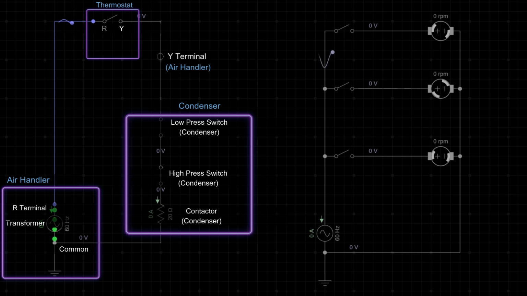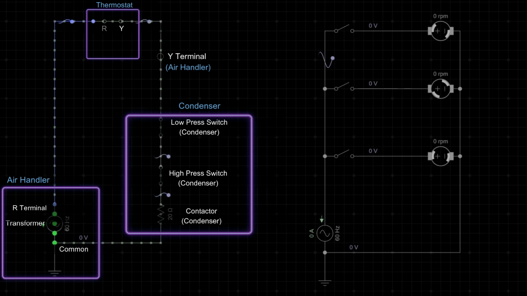Now, a series circuit, you'll notice, has no other path than through each component one at a time in order. It can't do anything else. So if any one of these switches is open, the whole entire circuit is dead. So let's go ahead and close the switch on our thermostat, like we're simulating a call for cooling here. And you can see we have power flowing, our contactor closes, our system is running, everything's good.